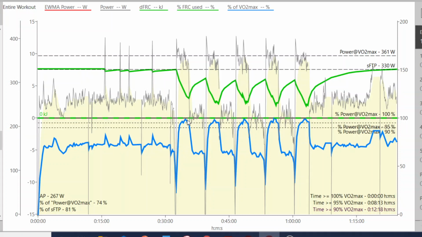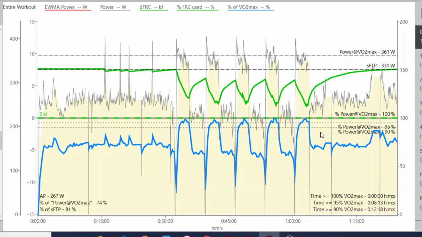Therefore, because the exponentially weighted moving average of power models VO2 kinetics fairly well, it should model pretty close to the percent of VO2 max. Again, this is a model, as I said before. All models are wrong, but some are useful. This one I find useful.